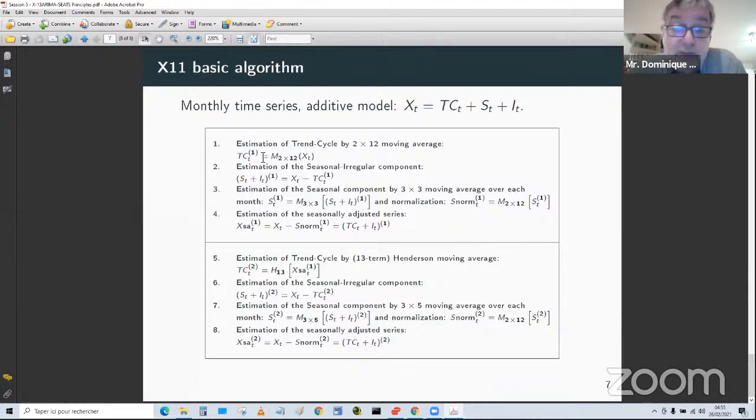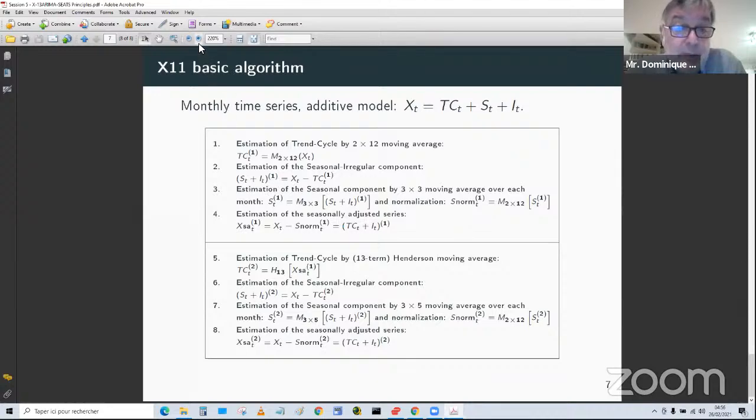Why is it a first estimate? It's just because it's a rough estimate. It's just a basic estimate. So if I remove the trend cycle from the series, from the raw data, I will have an estimate of a seasonal plus irregular component. Okay, I just remove this part. So this is what I do here.